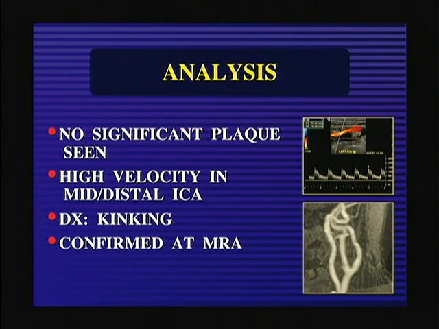So we called it an area of kinking. And when we sent the patient for MRA, we were able to confirm that there was a bend in the vessel, likely causing a focal area of increased velocity. Yet it's not an atherosclerotic plaque.